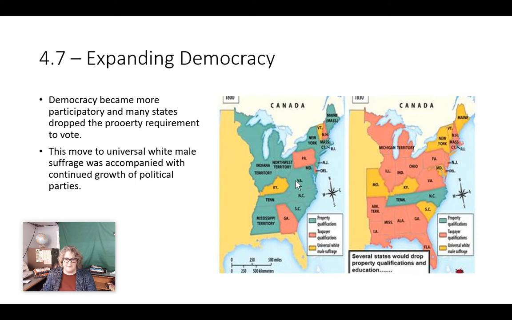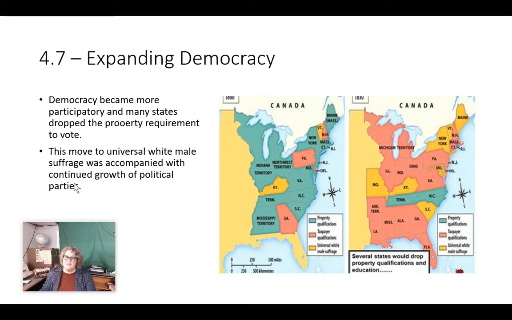These green states represent places where someone has to own property to be able to vote, and that's in the year 1800. In the year 1830, these pink states represent states where you have to be a taxpayer but not a property owner. And then the yellow states represent states with universal male suffrage. Any white male can vote regardless of property ownership or taxpayer status. So that's the change we're looking at.